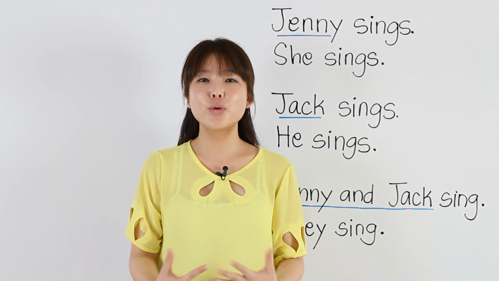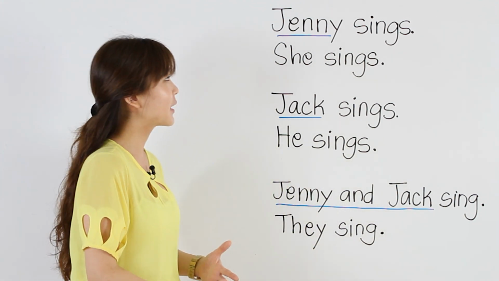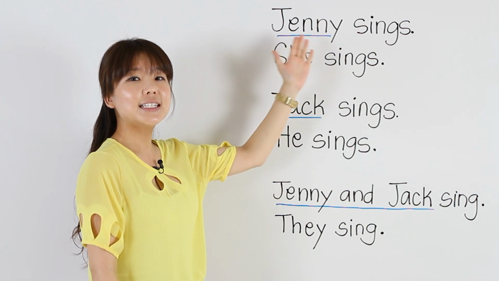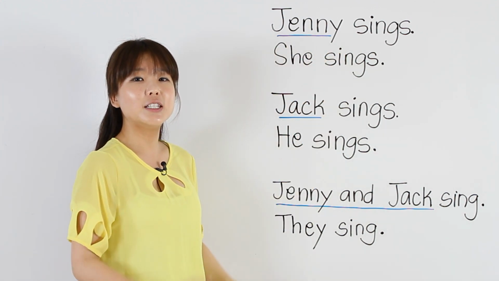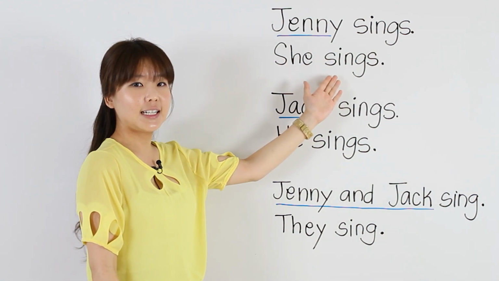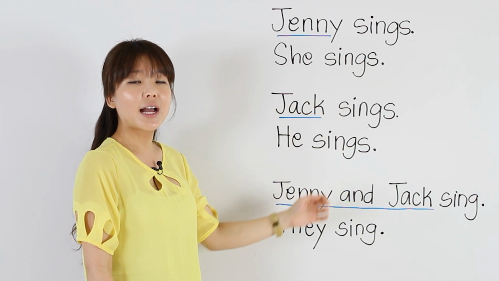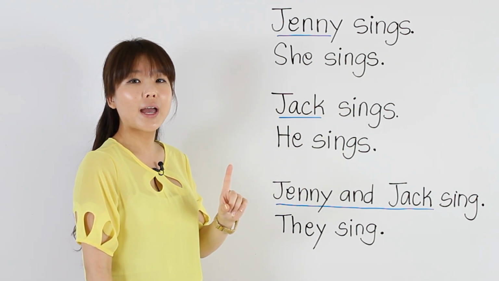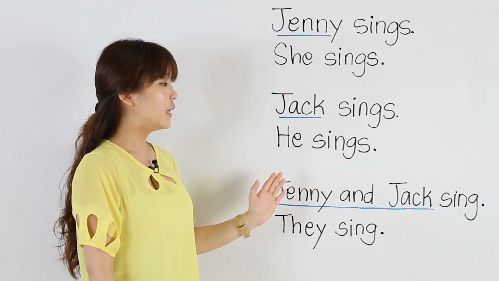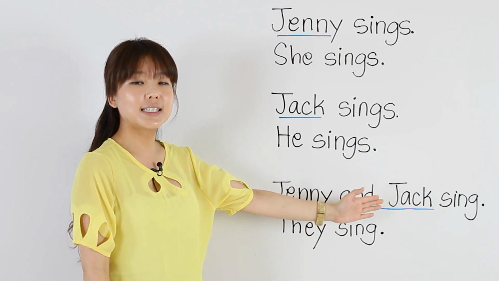Okay, so let's practice together with subjective pronouns. The first sentence on the board says, Jenny sings. Now, Jenny is one girl, so we can say she sings. Jack sings. Jack is one boy, so we have to say he sings. The last sentence says, Jenny and Jack sing.